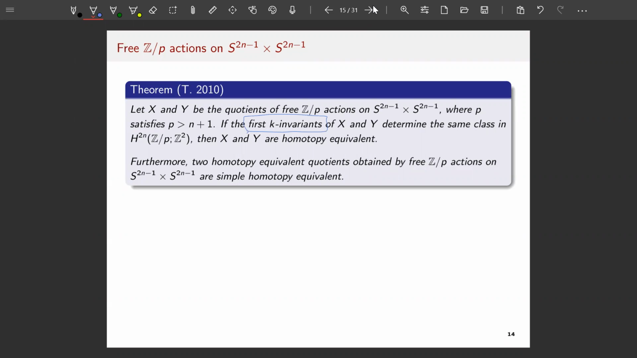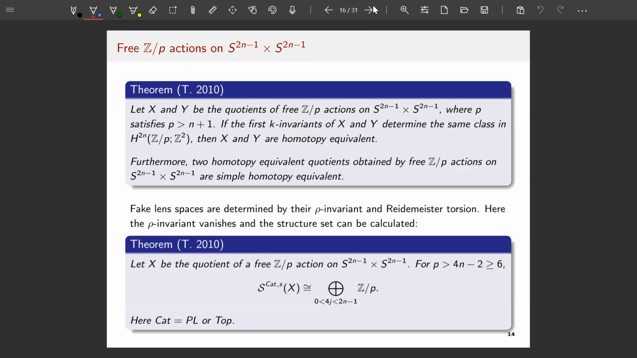And then because we're now in an even dimensional quotient, an even dimensional manifold, we get simple homotopy equivalence for free. So because of the evenness, there are no obstructions to having a simple homotopy equivalence. Okay, what else can we say?